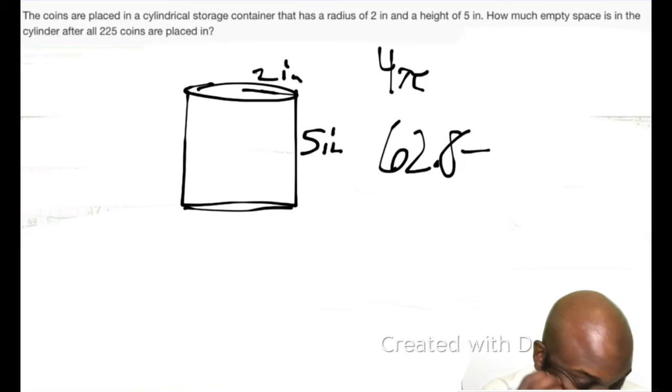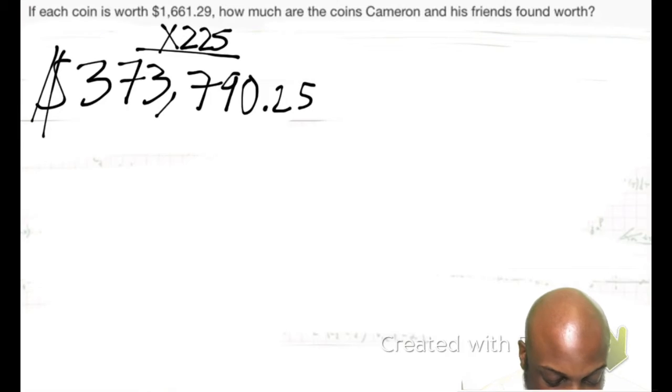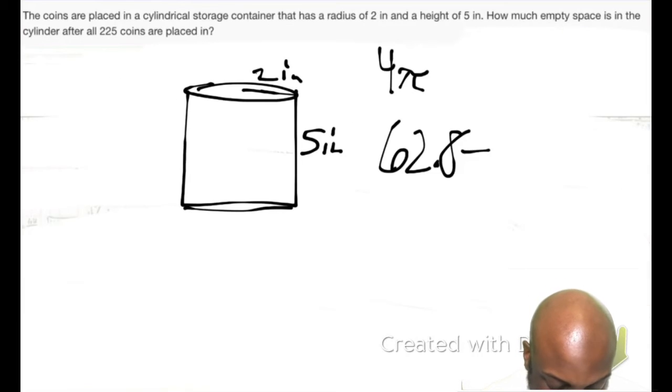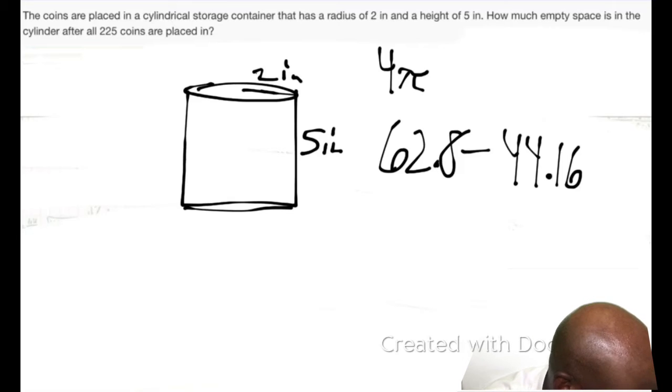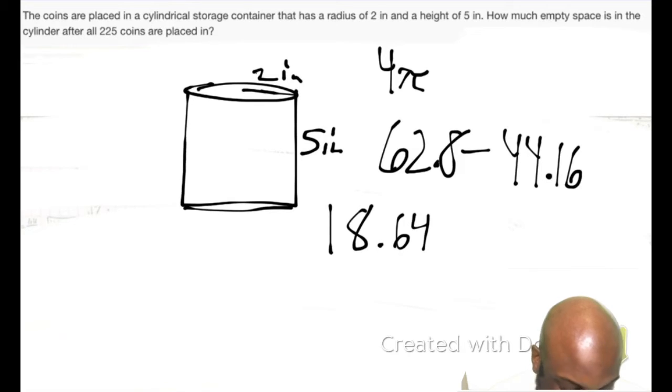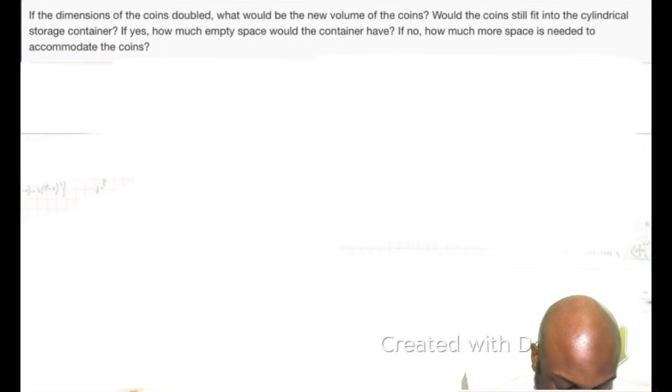So I'm going to take that 62.8 and subtract it from the volume that I already got. So the volume I had is 44.16. Okay, so simple subtraction there. And I get 18.64. All right, so 18.64 is the free space in there.